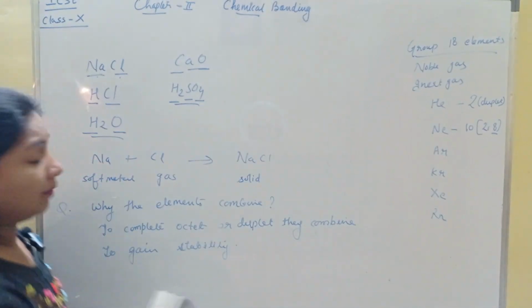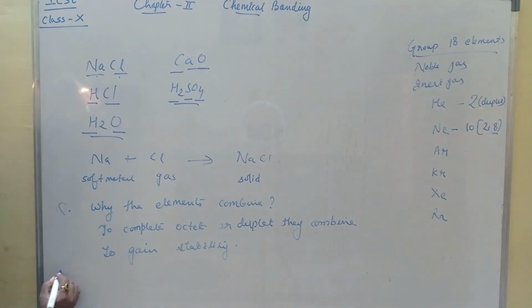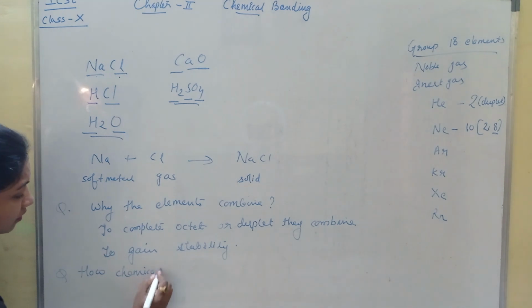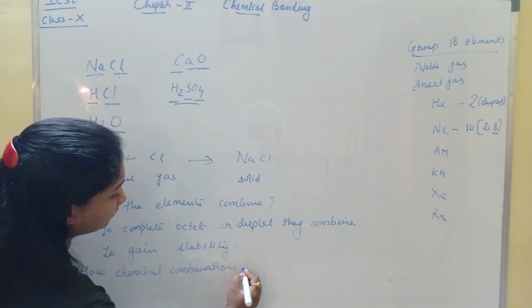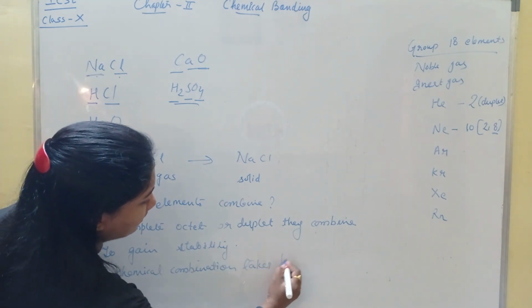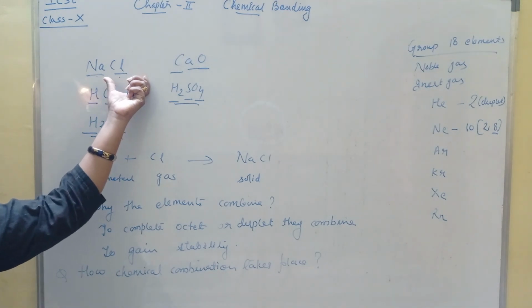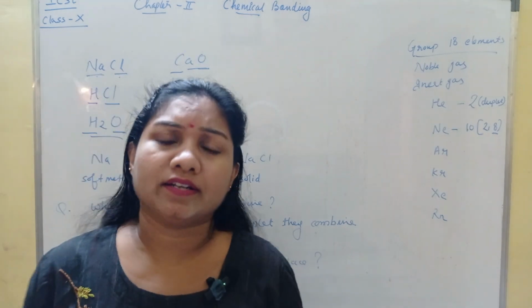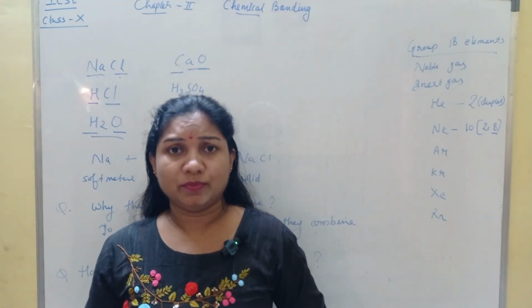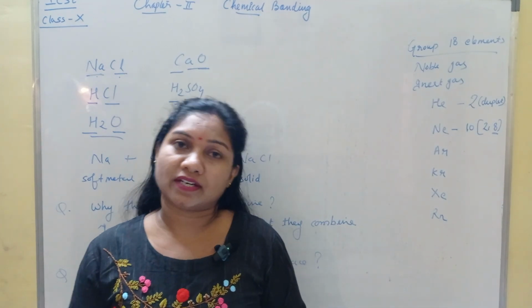ठीक है, अब केमिकल कॉम्बिनेशन होगा कैसे? How will this chemical combination take place? Next question is how chemical combination takes place. हमने बोला कि एलिमेंट्स कंबाइन हो रहे हैं केमिकली, they are combining to attain stability. Now the next question that comes to our mind is how they are attaining, how they are chemically combining. Some method would be there by which these elements are chemically combining.